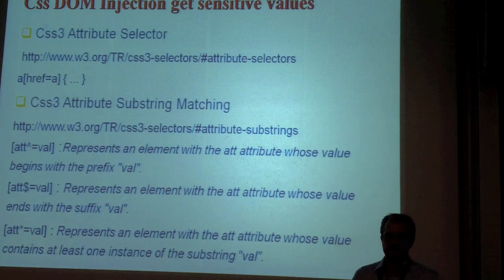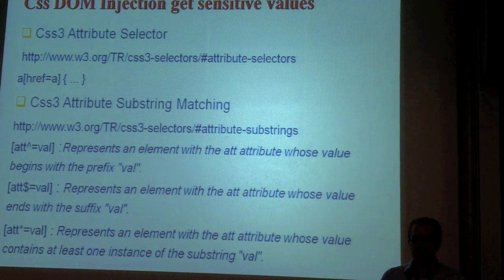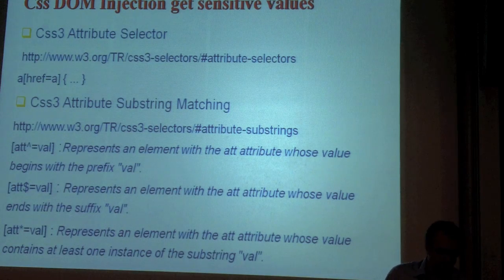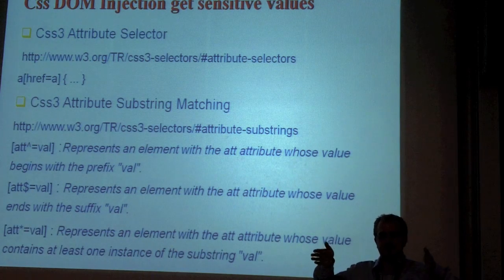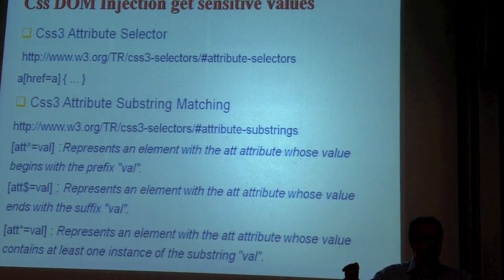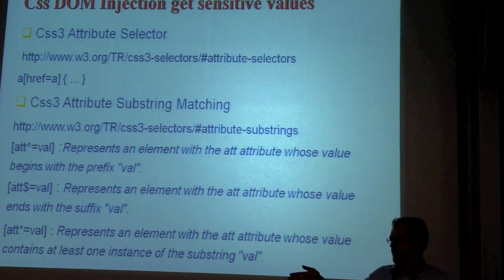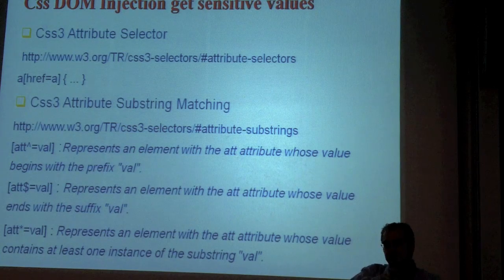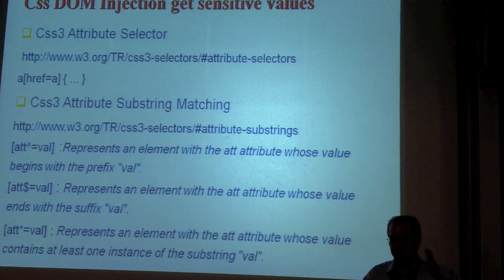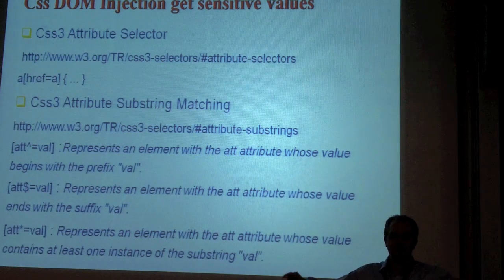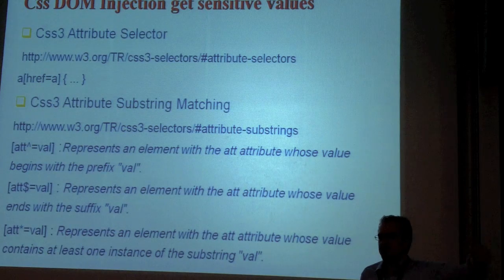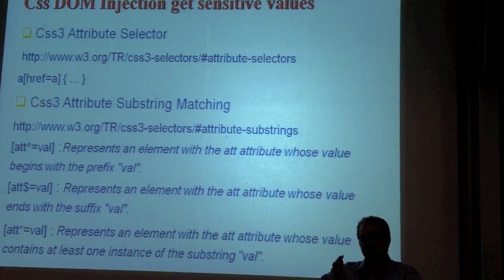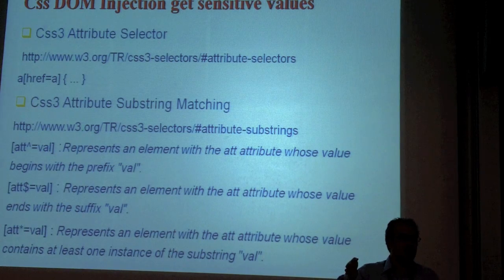Using the CSS3 attribute selector, and since it's possible to use attribute substring matching, it's possible to understand if a value in an attribute on some tag begins with A, for example. If it begins with A, it will load a background image, for example, which will be sent to the attacker. So the attacker knows that the attribute value begins with A.